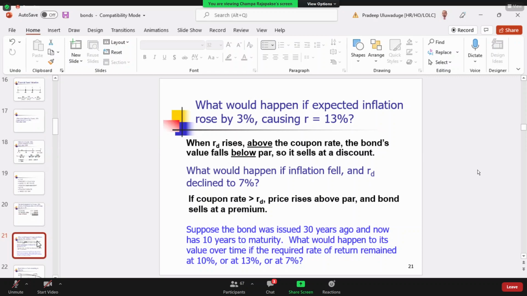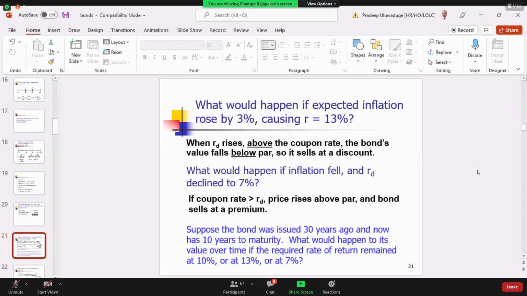Now, earlier R was 10 and now R is 13. So when you discount it at a higher value, the present value will come down. So when RD rises above the coupon rate, the bond's value falls below par. So it sells at a discount.